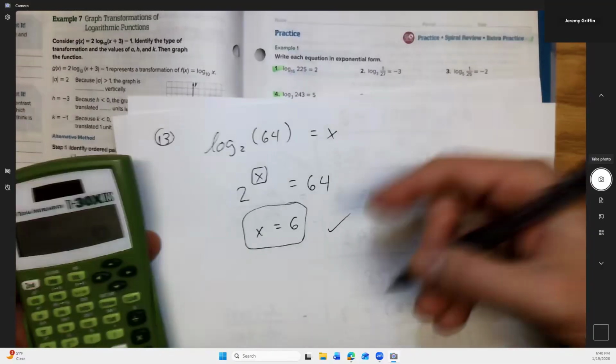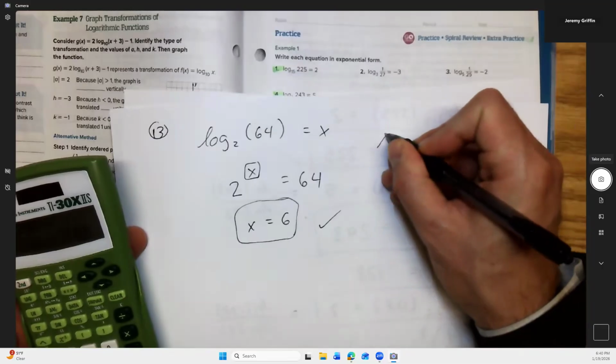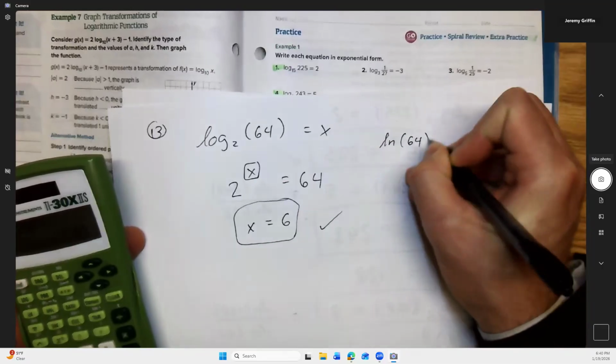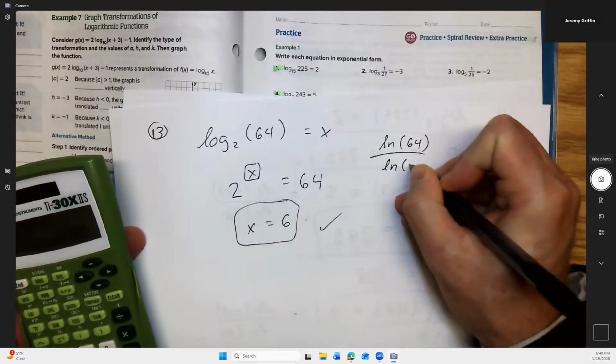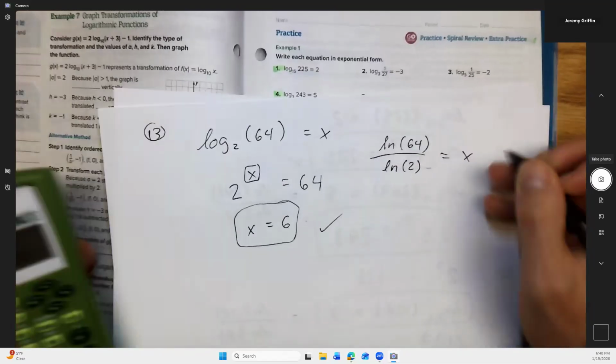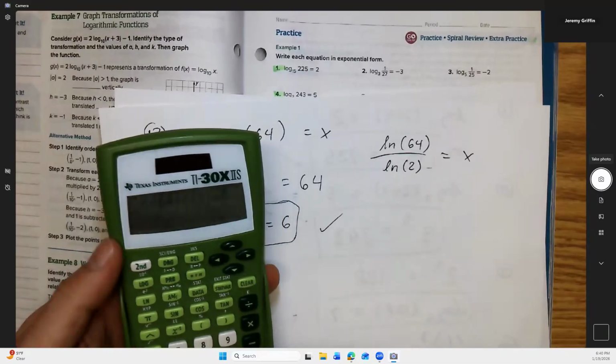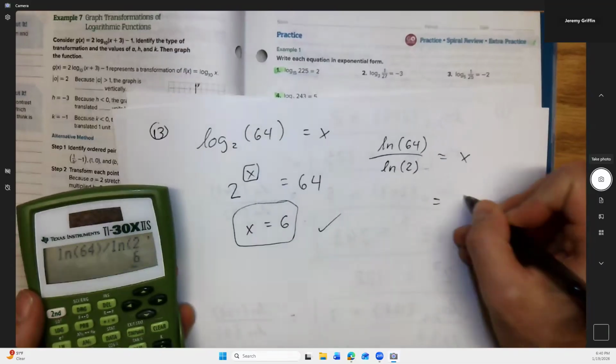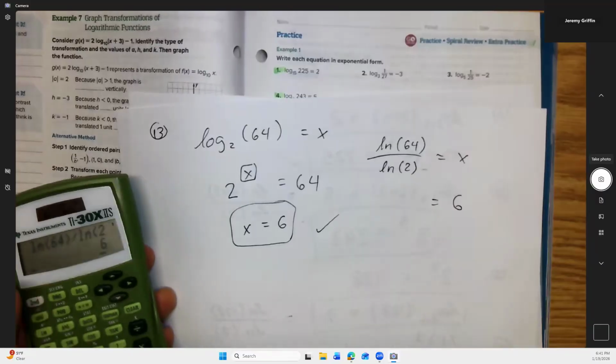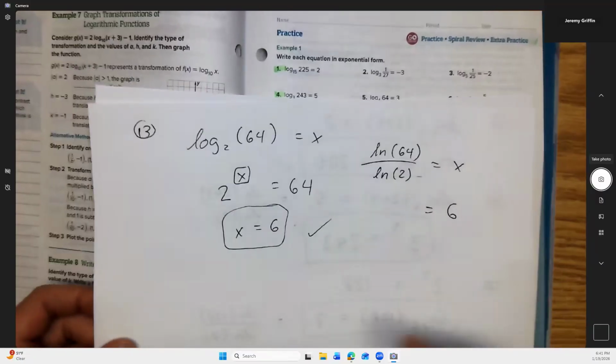But the way I might do it, we'll do this in the future, is I could do natural log of 64 divided by natural log of 2. That should also be x. Let's see. Natural log of 64 divided by natural log of 2. Yeah, it is 6. All right, a different way of looking at it. So there's a couple of perspectives there.